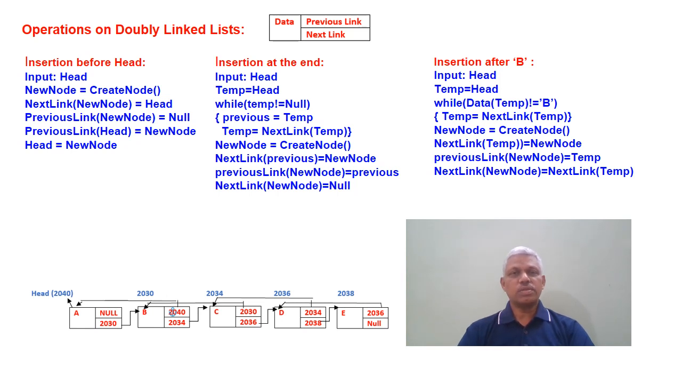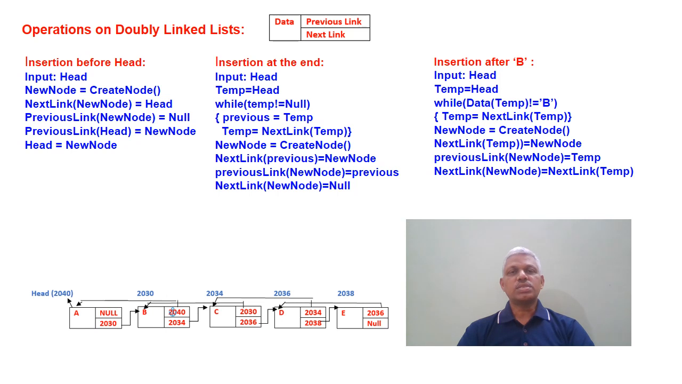And previous link of the new node shall be made null, and previous link of head, the already existing head, should become the second node actually. So in the previous link of head, this new node has to be pointed. So previous link of head shall be new node, and the new head should become the new node. This is how we'll do insertion at the beginning.